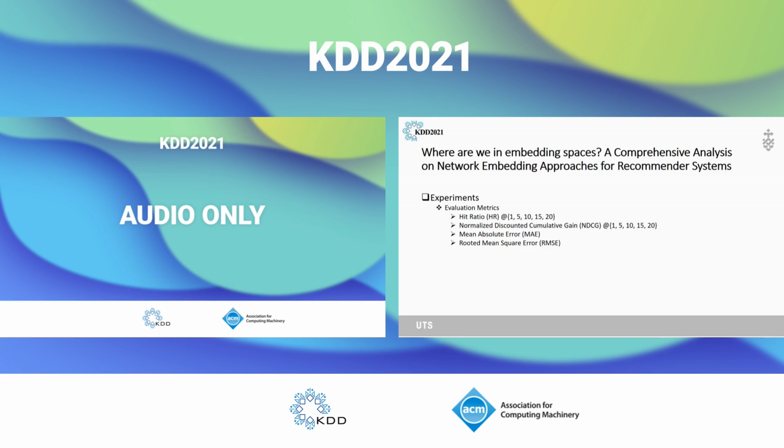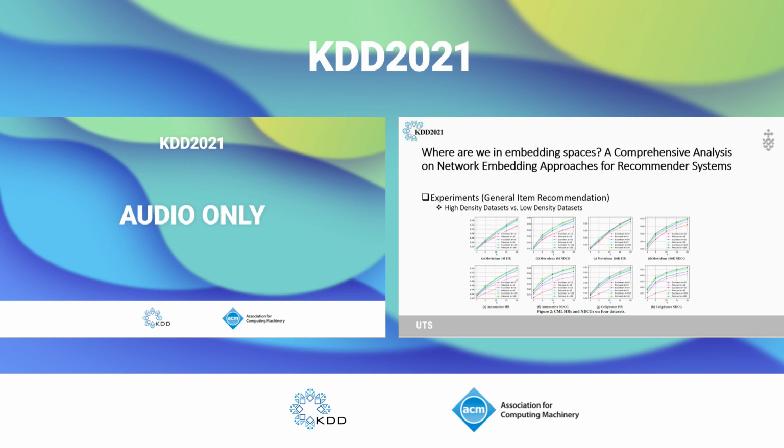For evaluation metrics, we use hit ratio and normalized discounted cumulative gain for top-N recommendation models, and use mean absolute error and root mean square error for rating prediction models. Now let's look at the experiment results and evaluate our hypotheses on the general item recommendation scenario. We will show the results of the social recommendation scenario afterwards.